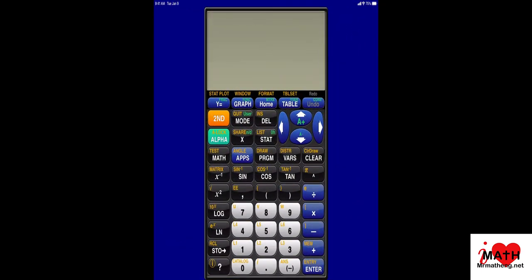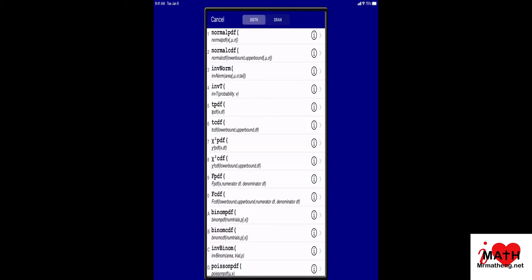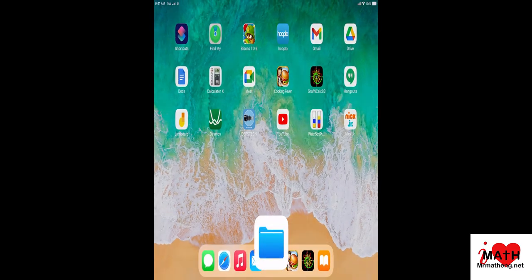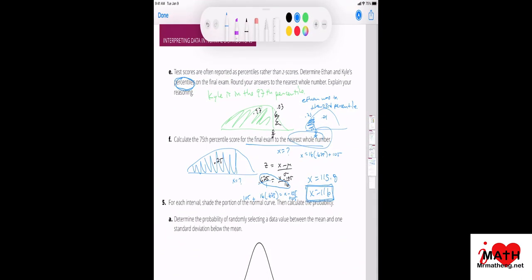Let me show you guys how I do that with our calculator. I'm going to go to second vars. We're going to do inverse norm. Our area is 0.75. Our mean was 105. Standard deviation is 16. And there you get 115.8. Okay, so that was question number 4.